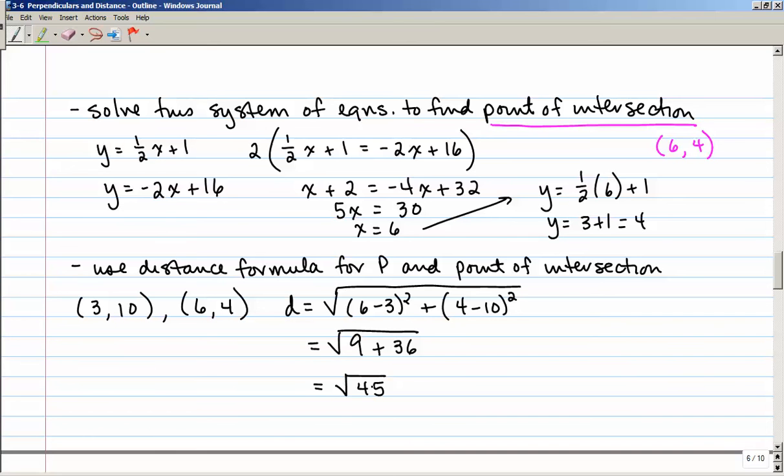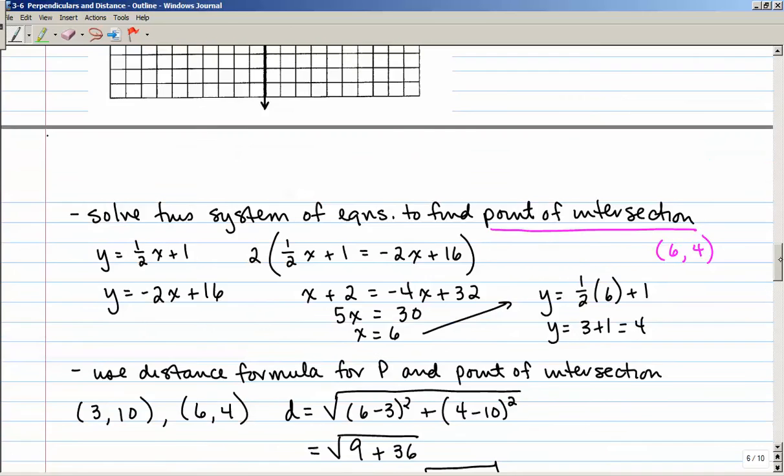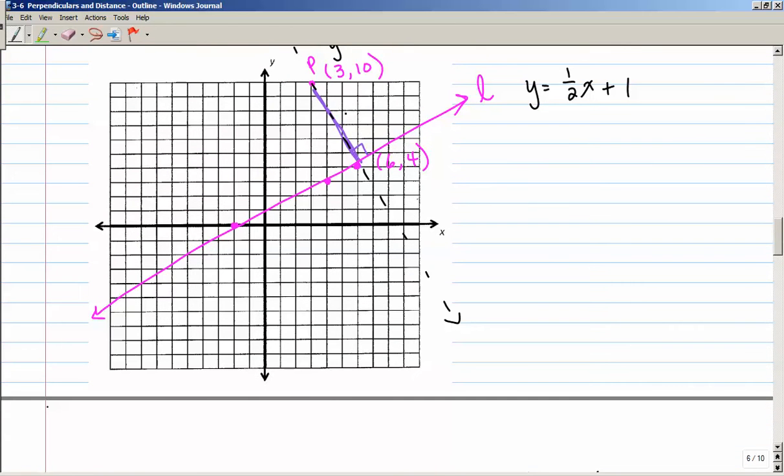Don't give me a decimal, simplify that. Remember how we did this in Algebra 1, simplifying radicals? So that's going to be equal to 3 square root of 5. So the distance between line L and point P is 3 square root of 5 units. And notice, there's no way you can count boxes because that line is going diagonally.